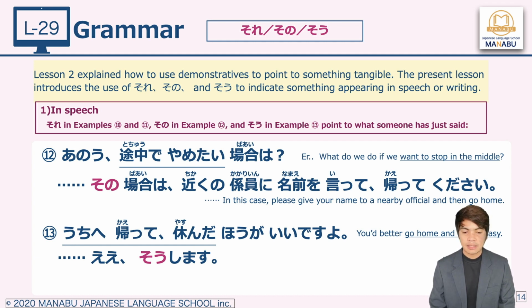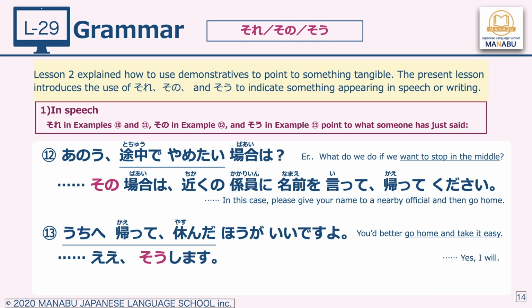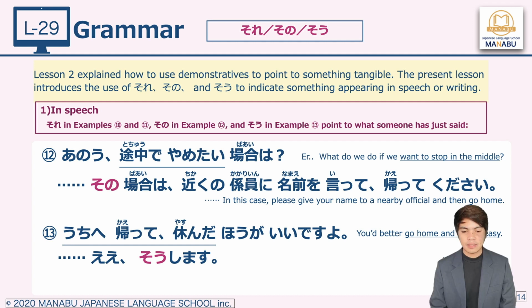Uchi e kaite yasonda hou ga ii desu yo. Sou shimasu. So one person said, uchi e kaite, you should go home. Yasonda hou ga ii desu yo. You should go home and take a rest. So this sentence pattern will be explained in our future lessons, the verb ta-form plus hou ga ii desu. This sentence pattern means giving advice. So this is a better way. Uchi e kaite, you should go home. Yasonda hou ga ii desu yo, and you should take a rest.